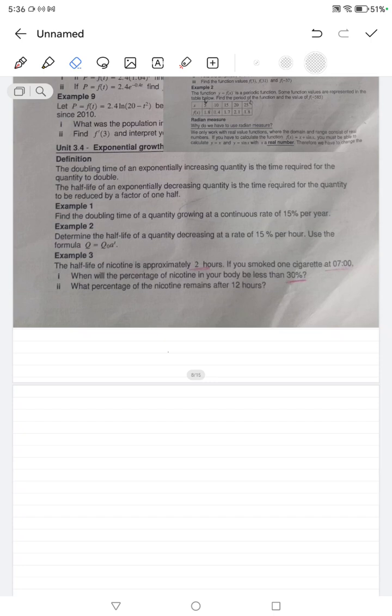The half-life of nicotine is approximately 2 hours. If you smoked one cigarette at 7 o'clock, when will the percentage of nicotine in your body be less than 30%?